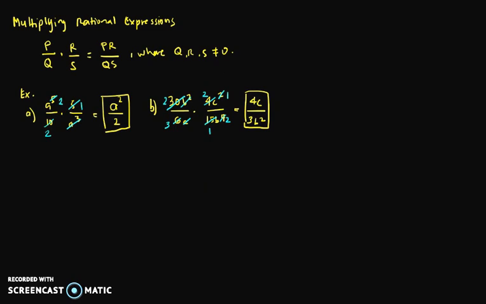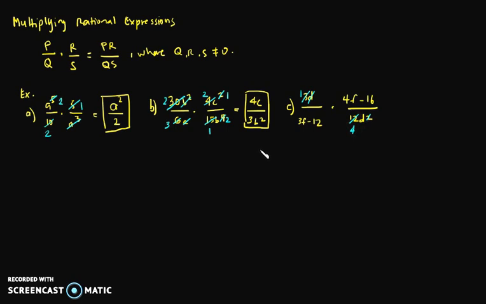Another example is, if we have 3d over 3f minus 12 multiplied by 4f minus 16 all over 12d squared. What we're going to do here is apply cancellation again. We have d and d squared, so cancel d, and this will become 1. Then 3 will become 1, and this will become 4.